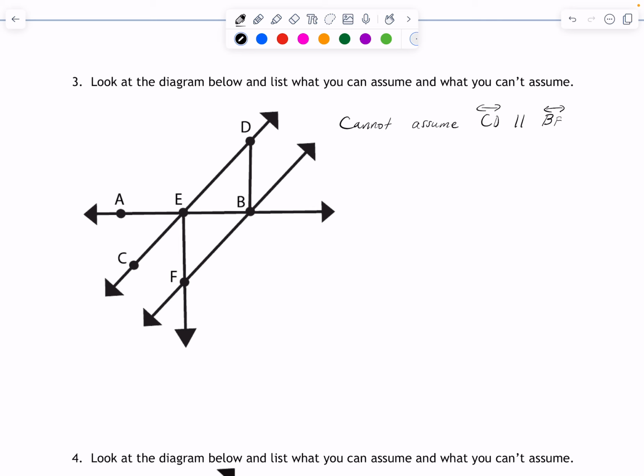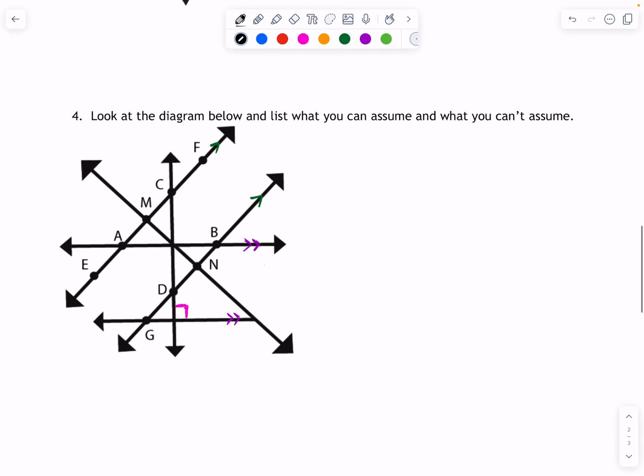In terms of things that I can say, I do see 3 different angles, and I'll label them angle 1, angle 2, and angle 3. Those all will add up to 180 degrees, because we do have that line AB there, so I can assume that. Another thing students will assume is that there's a right angle at angle DBE, but I cannot assume that. You'll know if it's a right angle because they will put a symbol that shows you that. Okay, now number 4, you can kind of see where we're going here.